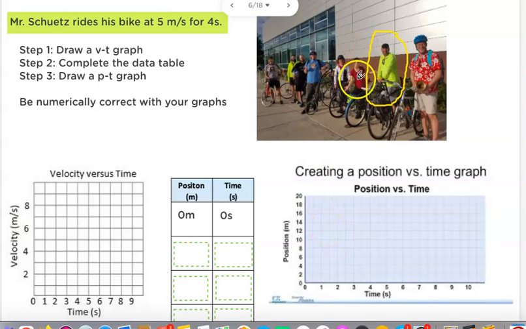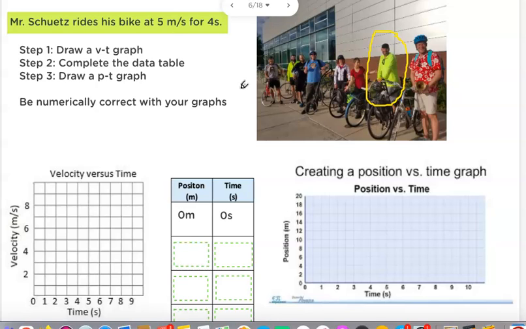We have Mr. Schutz. He's circled in yellow right here. Mr. Schutz rides his bike at 5 meters per second for 4 seconds. So answer this to yourself. How would you describe Mr. Schutz's motion? Is he moving at a constant pace? Is he speeding up, or is he slowing down? Answer that.